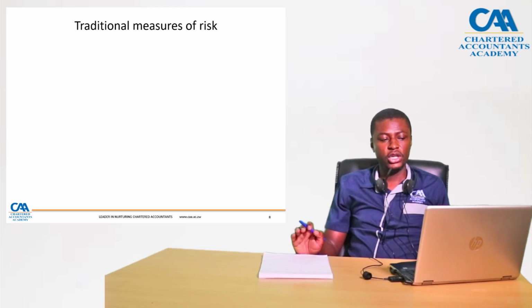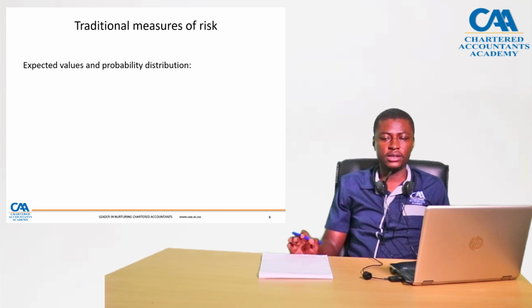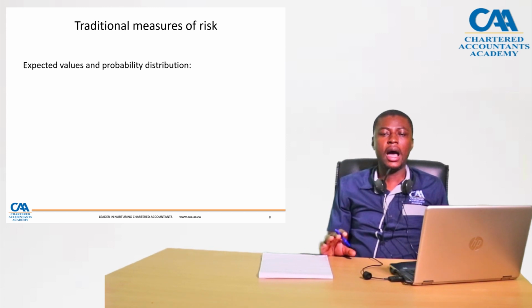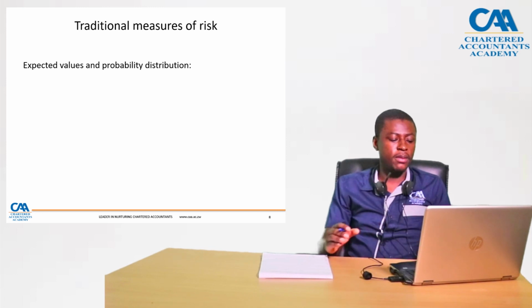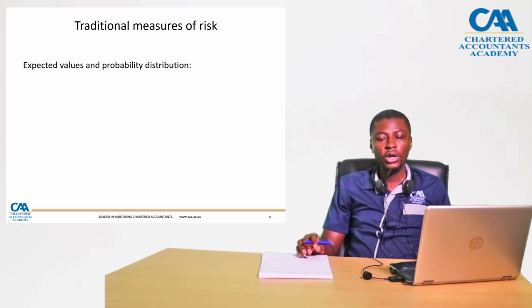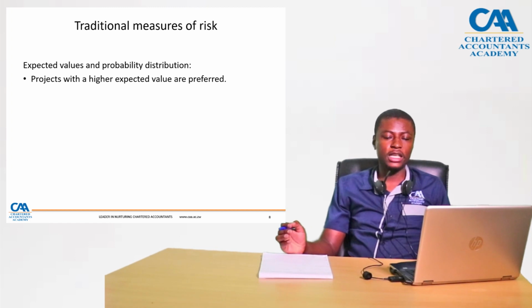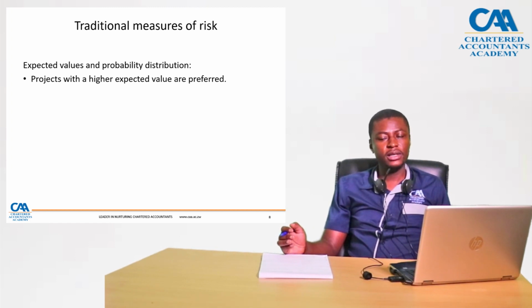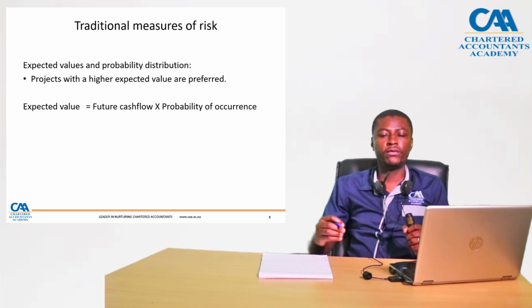So I'm going to kickstart this by discussing the traditional measures of risk. What are these? The use of expected values and probability distributions. And I believe this is something that we have covered in undergrad studies. Here we're just going to focus on how they are then used within the context of capital budgeting as a risk management tool. Projects with a high expected value are generally preferred over projects with lower expected values. So now the question is, how is an expected value determined? It is equal to future cash flows times probability of occurrence.